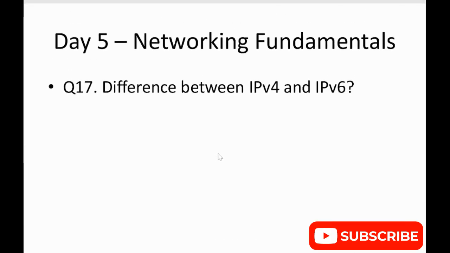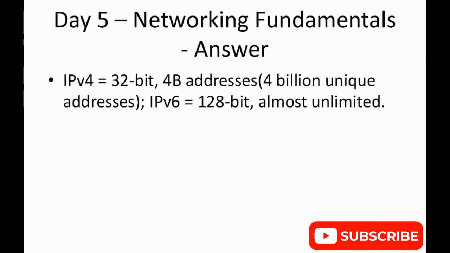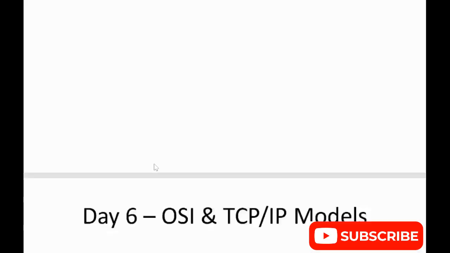Next question is the difference between IPv4 and IPv6. So the answer will be like, IPv4 is 32 bit with 4 billion unique addresses, meaning IPv4 can generate 4 billion unique addresses. And IPv6 is 128 bit, with almost unlimited addresses that can be generated. So this is the common difference. You can just remember it.